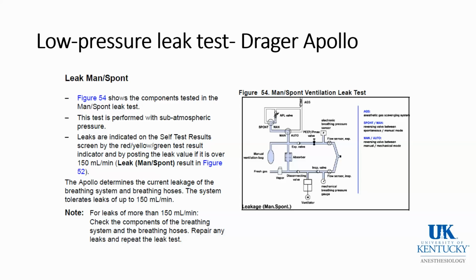So the Apollo determines the current leakage of the breathing system and breathing hoses, and it will pass the test if there's less than 150 mL a minute.